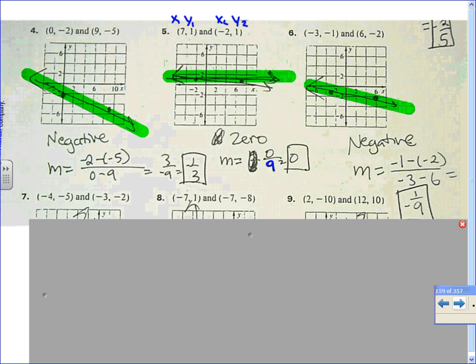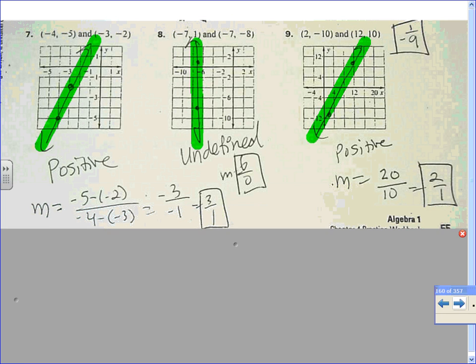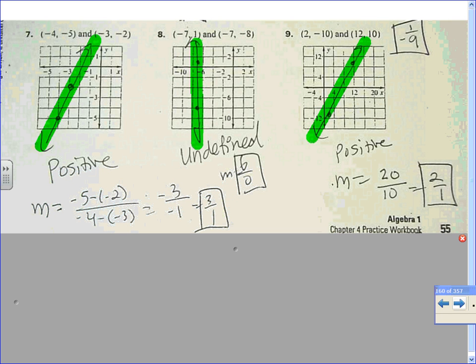Briar, is this a question? Okay. Matt, question? Sure. Sure. All right, number 7. Shh, quiet. Okay, 7, positive, 3/1. Number 8, undefined, slope is 6/0. Number 9, positive, 2/1. You should simplify the slope. If you did not, we're going to work on that today. Matt?